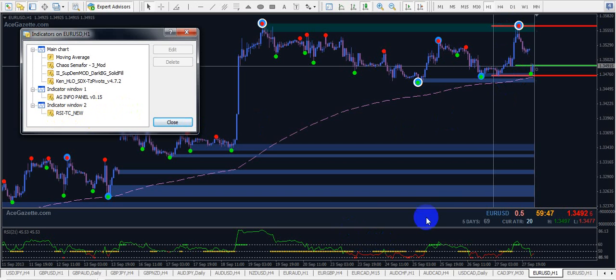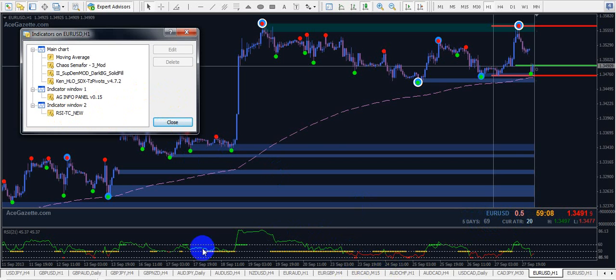Ace Gazette info panel, that's here. As you can see, it explains the high and low of the day, the price now, and the spread of the pair you're on, from your network, your feed, your broker. Then 5 days, I think that's the 69 pips that it's moved on average during the 5 days. ATR's average is 20 days.